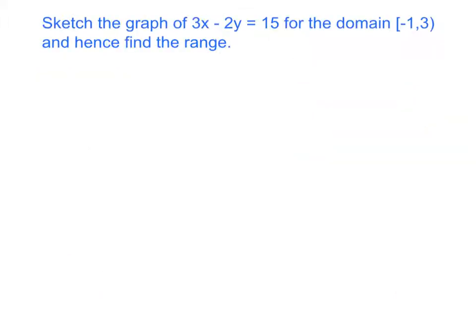Same sort of question here, sketch the graph of 3x take 2y equals 15, but we're told a domain as well. So we're going to start off by doing the same thing. We find the x-intercept, and we'll make y equal to 0 for that. So we've got 3x minus 2y, but y is 0, is equal to 15. So that bit there disappears, so we're left with 3x equals 15. Divide both sides by 3. Leaves us with x is equal to 5.